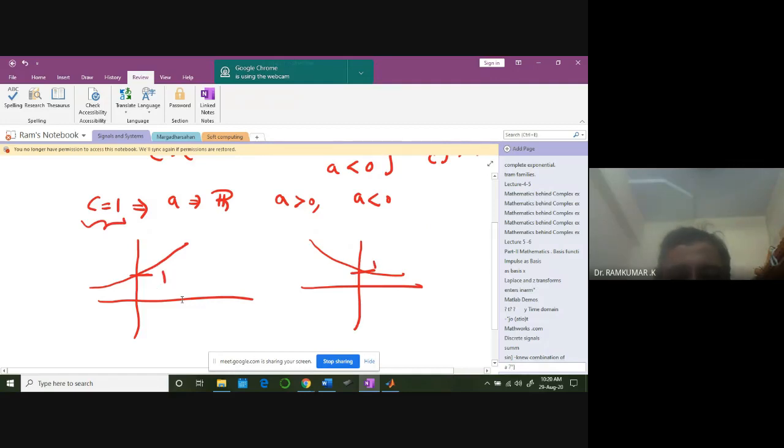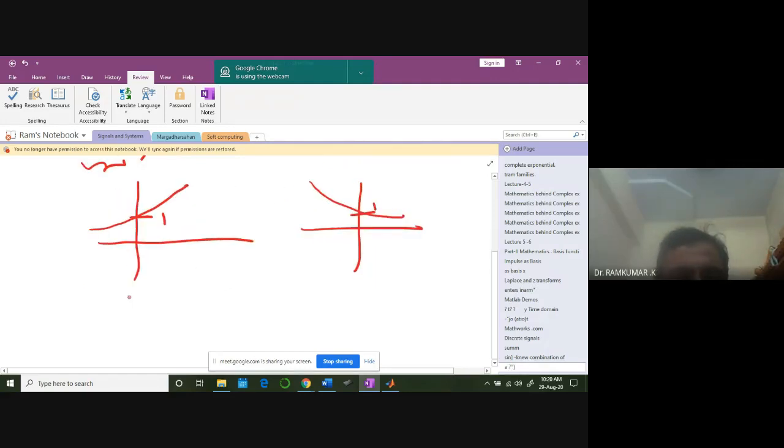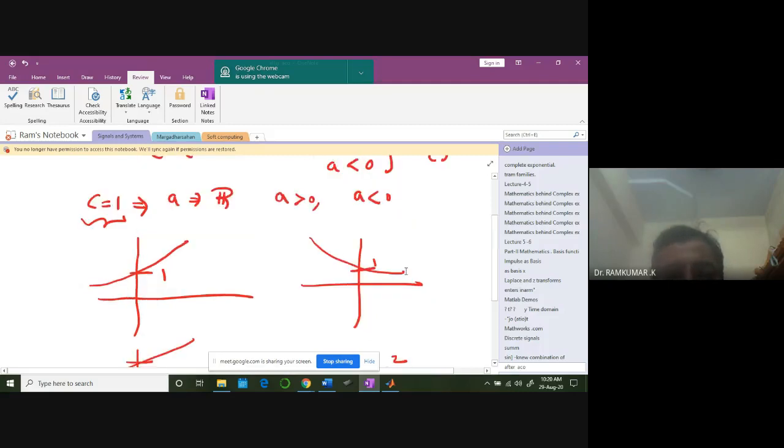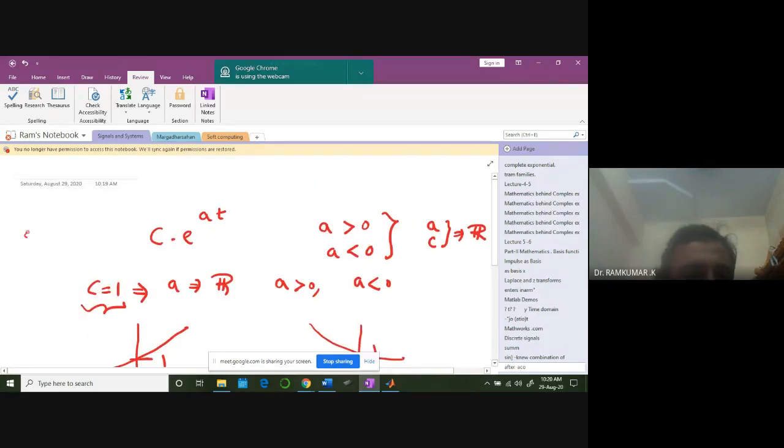You understand? That's the kind of amplitude I'm talking about. Now, when C takes a value 2, for example, then the entire curve is going to get shifted by 2. That's all. That is the idea when C and A are both real.